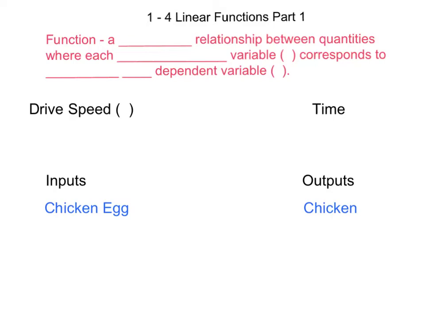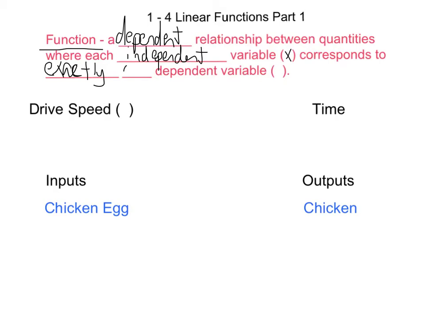Okay. We're going to start off with a definition. We're going to define the word function. A function is a dependent relationship between two quantities, where each independent variable, and the independent variable is always your x variable, corresponds to, and this is important, exactly one dependent variable, and this variable is usually y. So y always depends upon x.